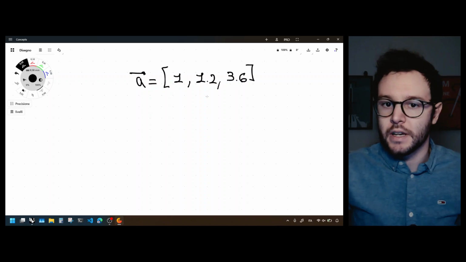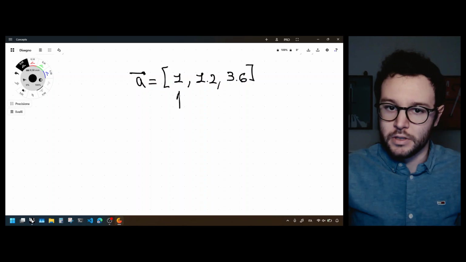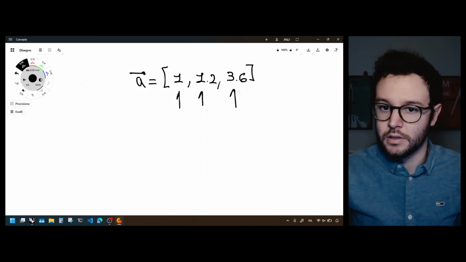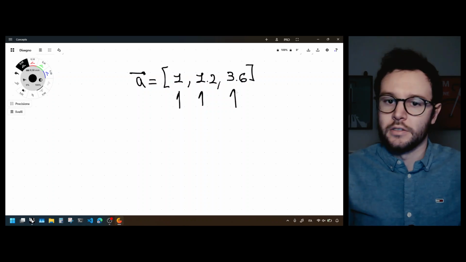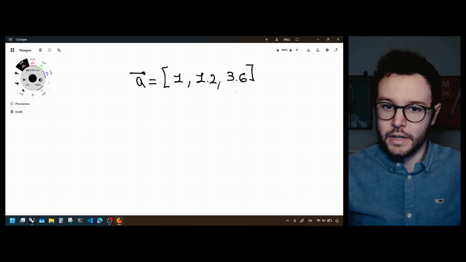So it's a 3D vector because we have three components, and we can say that this component is the first one, this is the second one, this is the third one, and they're not interchangeable. The position in which they are matters, so they're ordered lists.